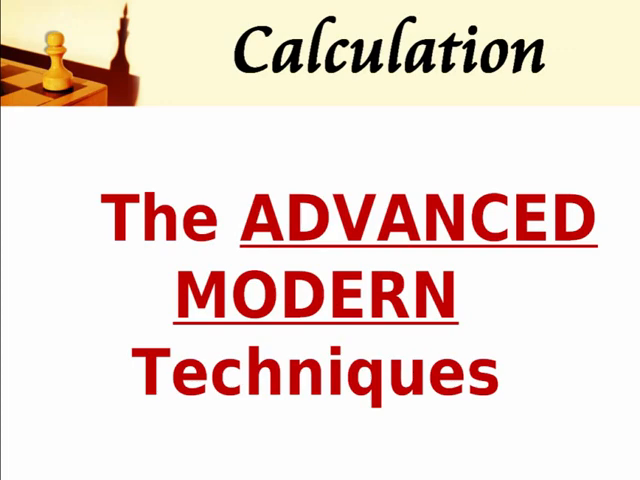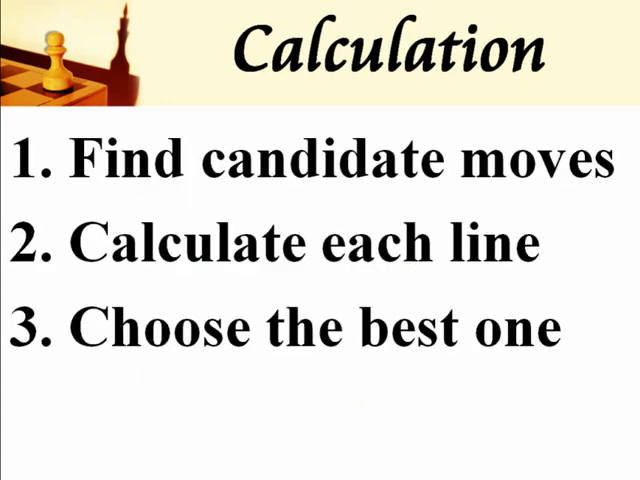Okay, here we go. In general, the calculation method looks quite simple. I hope you're already familiar with that from my previous courses. First, you find the candidate moves. Secondly, you calculate each line and evaluate the final position resulting from the candidate move. And lastly, you compare these evaluations and choose the best one.